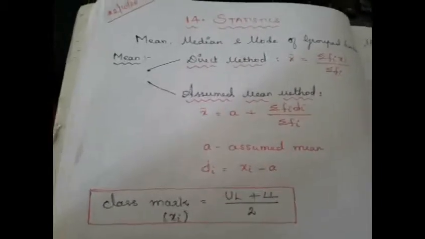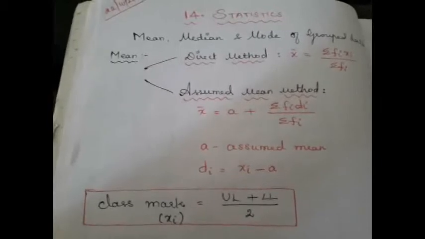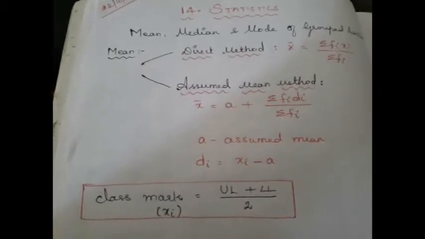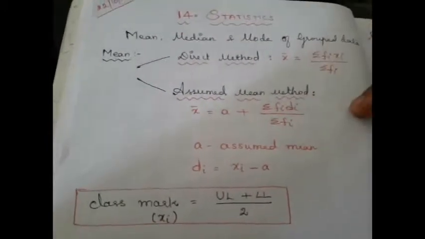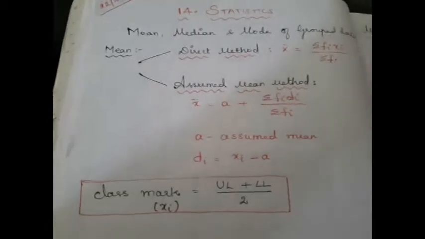Hello students, in today's class let us continue the chapter statistics. In the previous class we have learnt how to find the mean of grouped data, and we have learnt two methods, direct method and the assumed mean method. Hope you remember. In today's class let us see how to find the mode and the median of grouped data.